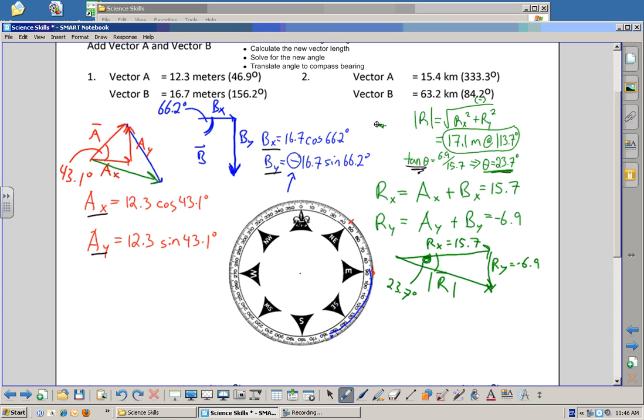So we have the 90 degrees here and a 23.7 degree angle. Add that to 90, we get an angle of 113.7, or a compass bearing of 113.7. So the final answer is 17.1 meters at 113.7, which is east-southeast.